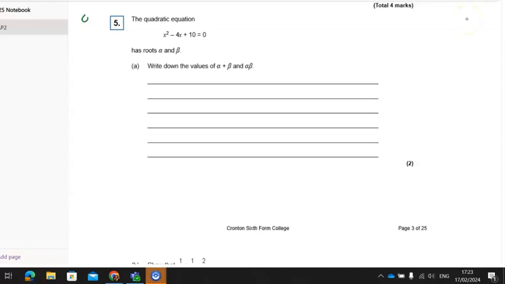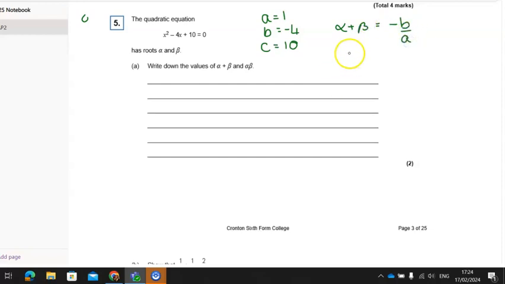Welcome back. Right, question 5 is a quadratic equation with roots. So this is like the sum and product of polynomial roots. Right, we start off by writing down our coefficients. So a equals 1, b equals -4, c equals 10 for this equation. And we know that the sum of our roots, so alpha plus beta, is equal to minus b over a.